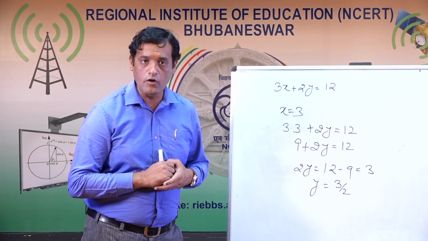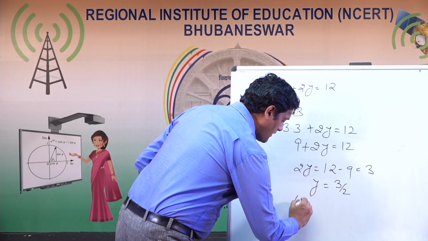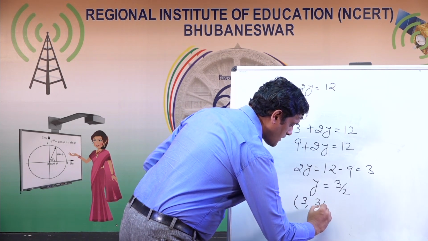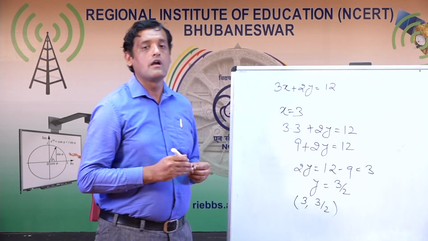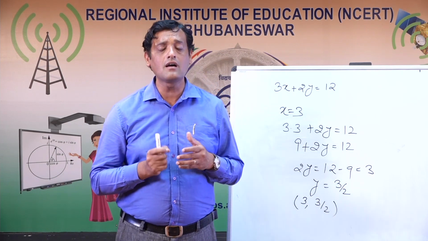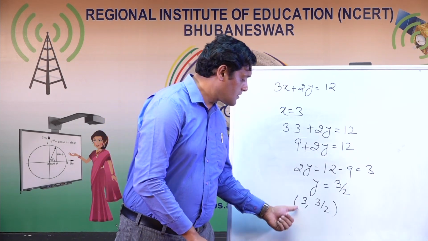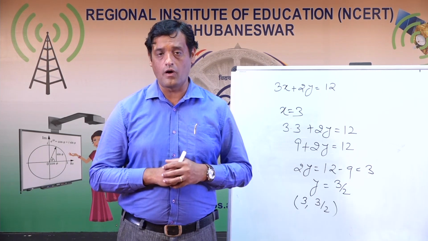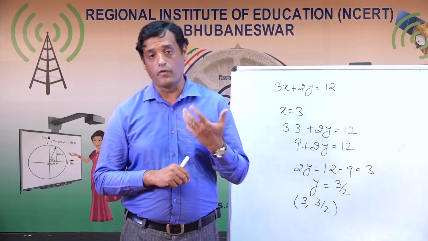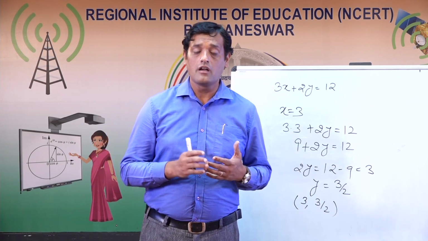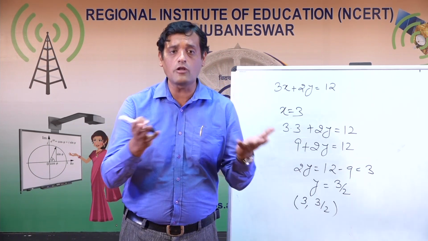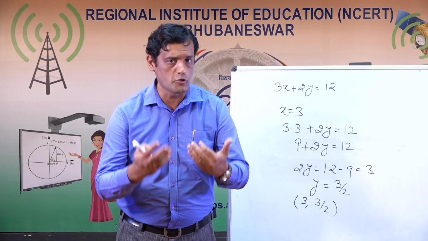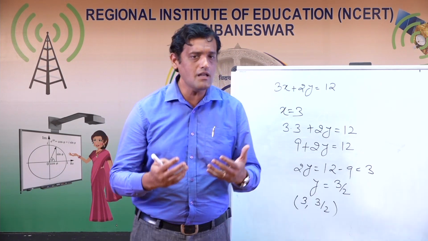So what is the meaning of that? If we would like to write in ordered pair form, then 3 comma 3 by 2 is another solution of your linear equation. So hope you are enjoying. We can find so many solutions, many solutions. So whatever statement we have posed, many solutions.